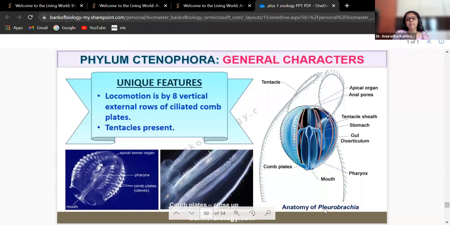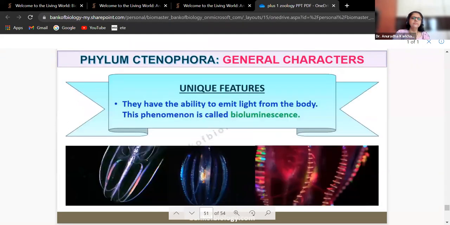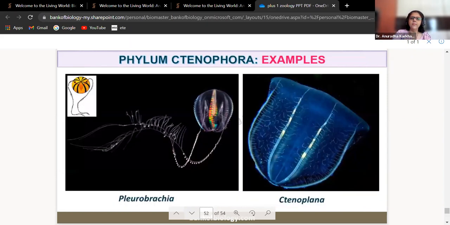Example देखो बेटा, pleurobrachia. This diagram is of pleurobrachia. Okay? They have the ability to emit light from the body. This phenomenon is called as bioluminescence. What is it going to be called as? Bioluminescence. Remember this. Examples: pleurobrachia and ctenoplana. ये देखो.